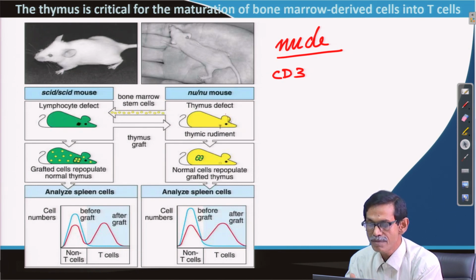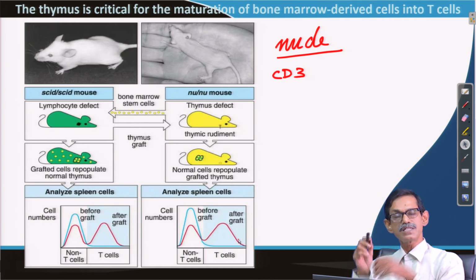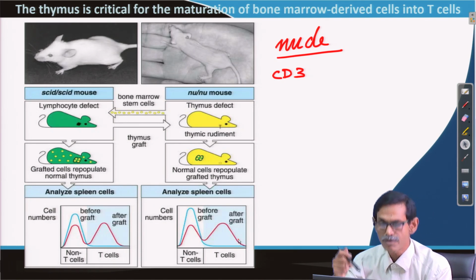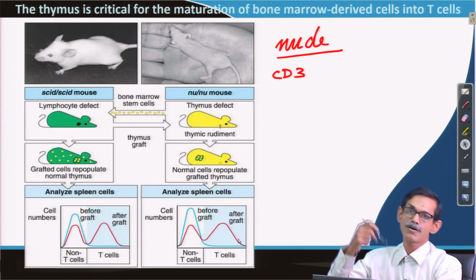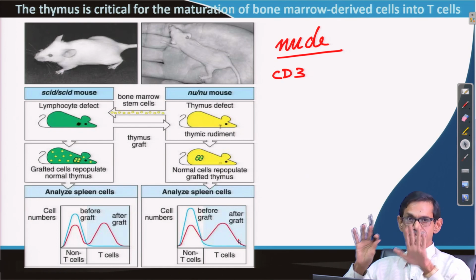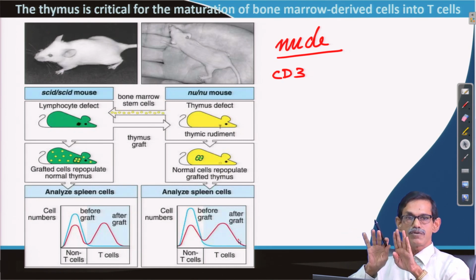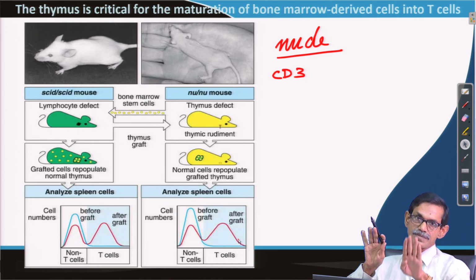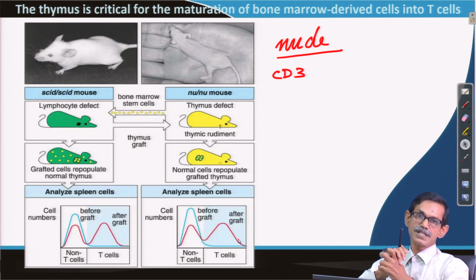The thymus deficient mouse which cannot make T cell, if you put thymus, a similar result happens. So, this experiment is telling us that in the nude mouse, if you put back the thymus, they can also make T cell. If you combine both experiments, it is clear that thymus is responsible for mature T cell development.